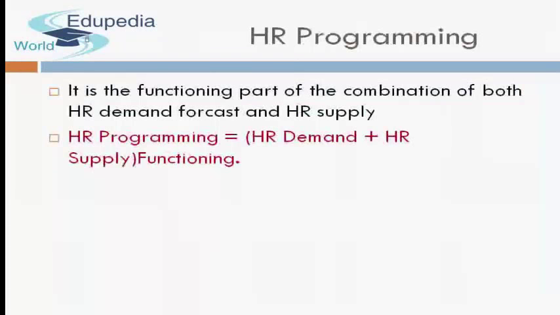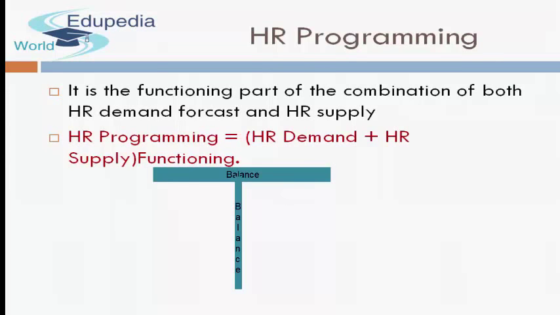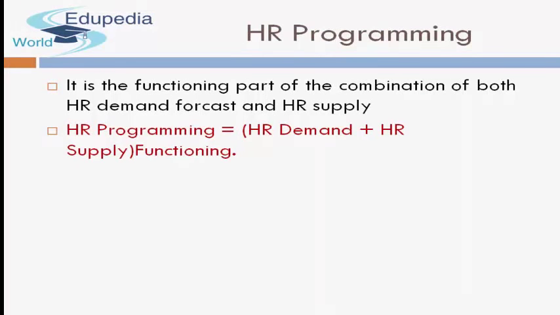Okay. HR programming. It is the functioning part of the combination of both HR demand forecast and HR supply forecast. So HR programming is HR demand plus HR supply. So what are you doing now? You are balancing the HR demand and supply. If you think that there are 100 employees which you would be requiring in the coming future, then where are you getting these 100 employees? So that balance is maintained. In future, if you need 100 people, you have the database for 100 people.